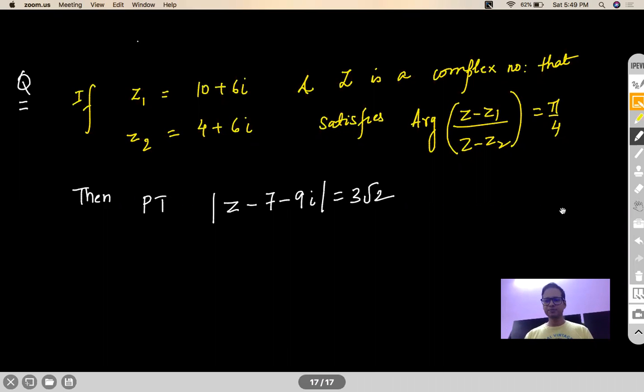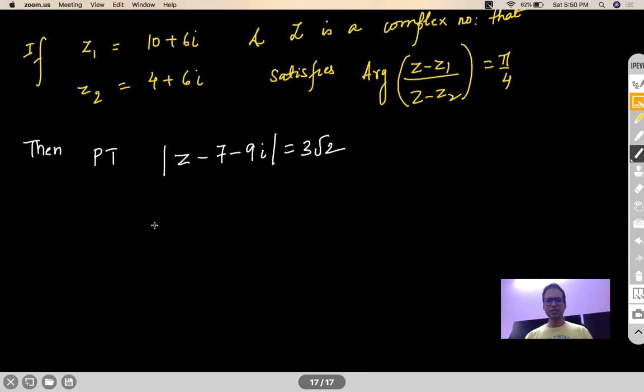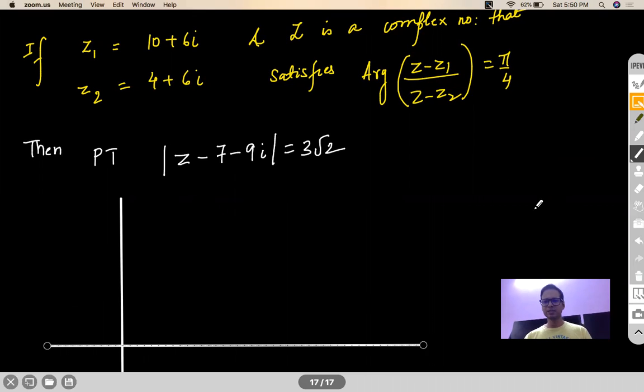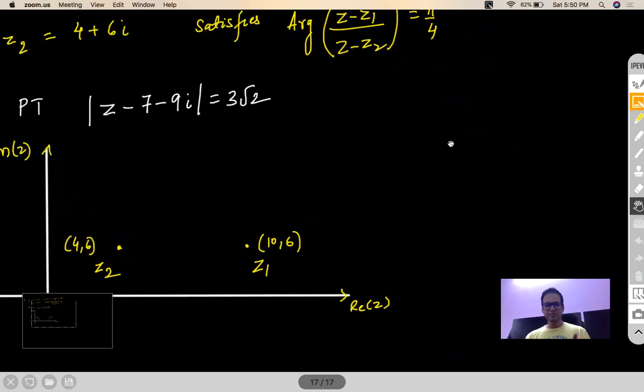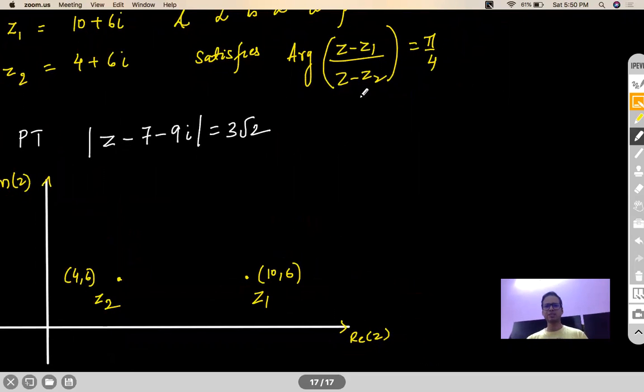First of all, let's try to sketch this scenario on the Argand plane. You have Z1 and Z2 given to you. Z1 is (10, 6), which is here, and Z2 is (4, 6), somewhere over here. So this is your Z1, this is your Z2. Now there is some complex number Z. I don't know where that complex number is, but it somehow satisfies this condition.